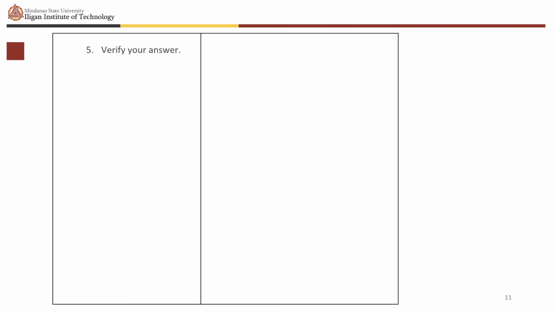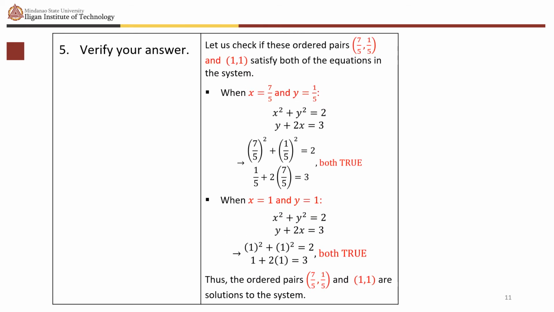So our last step is to verify whether we have the correct answer or not. Let us check if these ordered pairs (7/5, 1/5) and (1, 1) satisfy both of the equations in the system. We consider when x is equal to 7/5 and y is equal to 1/5. We have x squared plus y squared is equal to 2. We check whether this will give us a true statement or not.